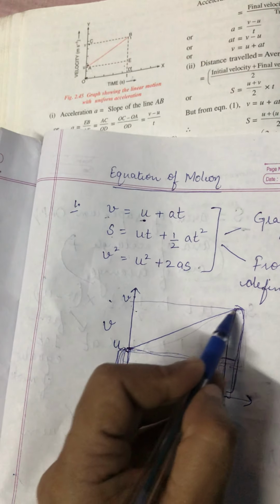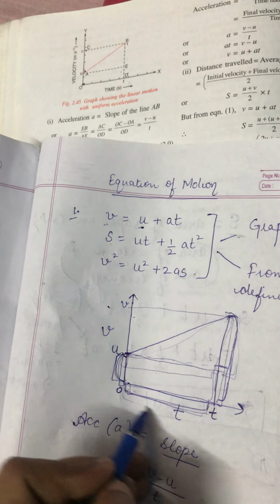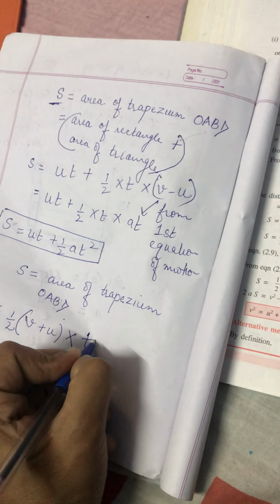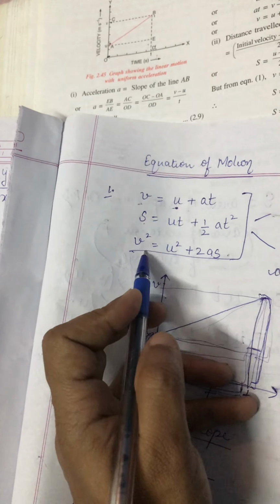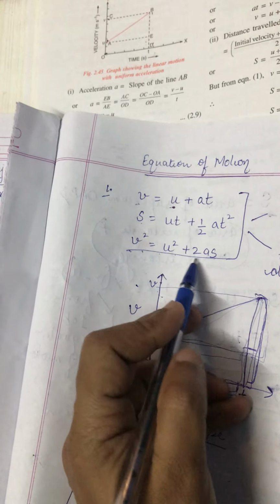ट्रेपीजियम ले रहे हैं हम, ठीक है. ये पैरेलल साइड्स ले ली. This is the height, so that's coming out to be t. Okay, now what we are having in third equation of motion, we don't need the value of t. What we are having, v square is equal to u square plus 2as.